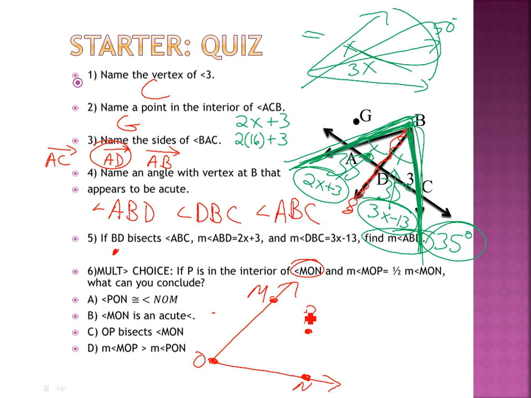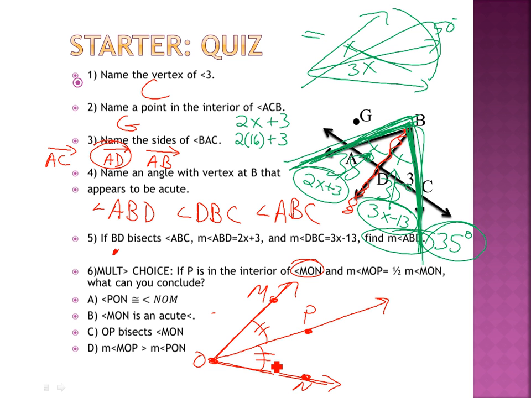Measure of angle MOP, there is no angle MOP. Oh, we gotta draw it. From O to P. O through P. Now we have an angle MOP. So the measure of this angle is equal to, somebody read this to me. Half the measure of angle MON. So what's that telling you? It's a bisector, and what do we know about these 2 angles? They have to be congruent to each other.